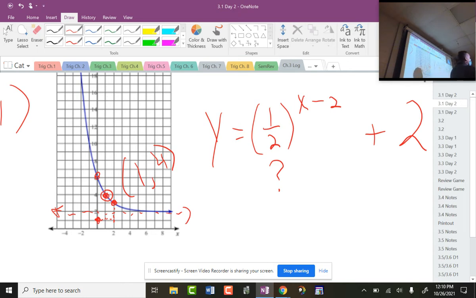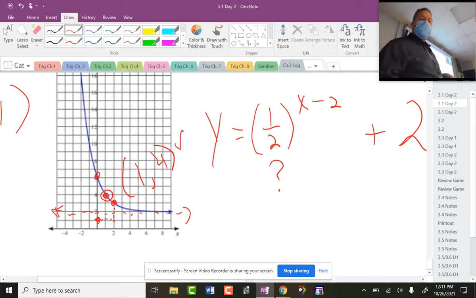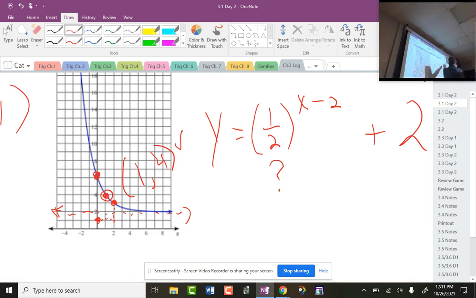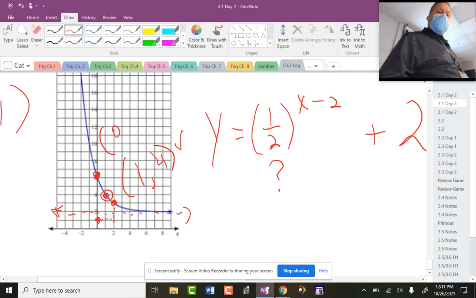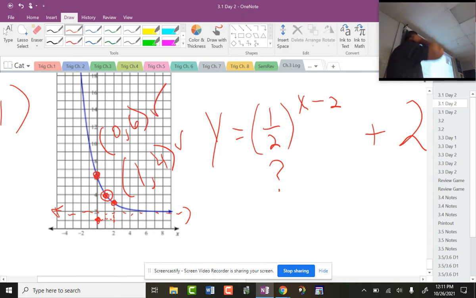1 minus 2 is negative 1. What's 1/2 to the negative first power, everybody? 2. What's 2 plus 2? 4. Check. If this works, then I know I have a very good equation. The last one I checked was 0. 0 minus 2 is negative 2. 1/2 to the negative 2 is 2 to the 2 power. 2 squared is 4, and 4 plus 2 is 6. So 0 comma 6 checks. I know I'm good to go, and everything else should fall into place.